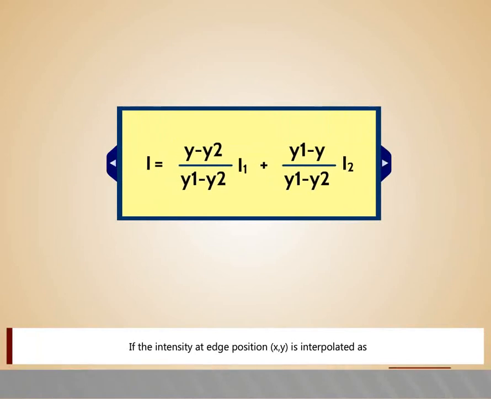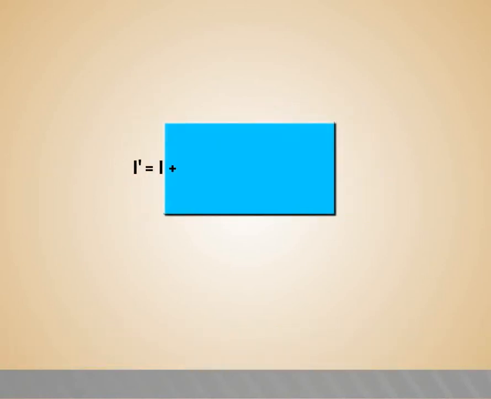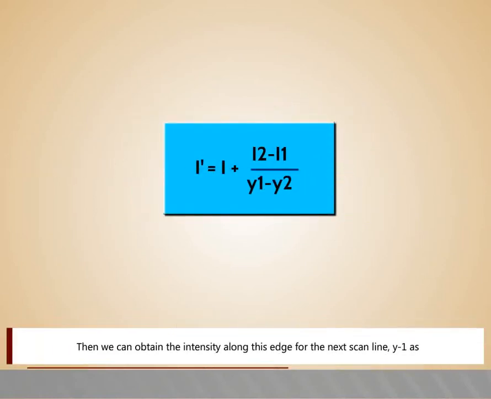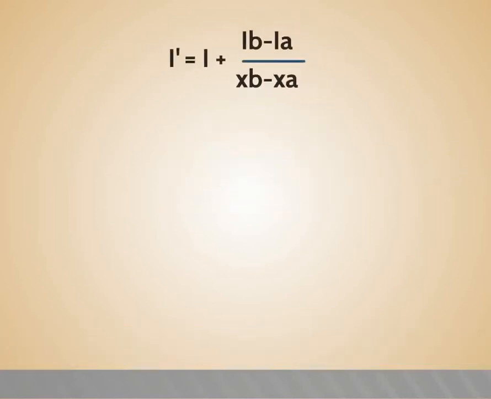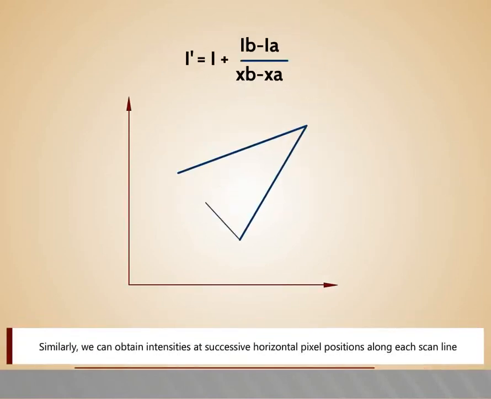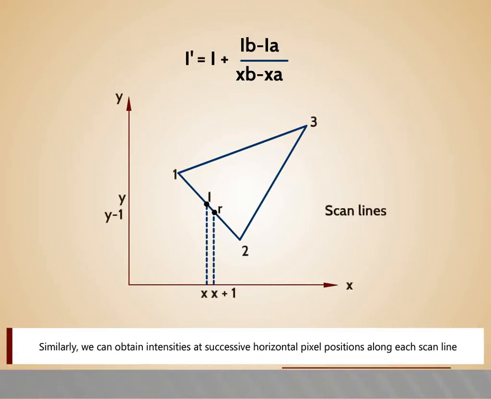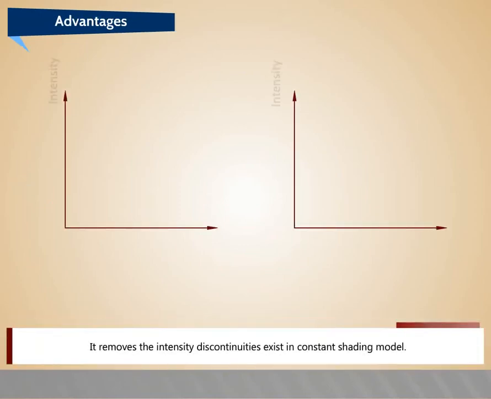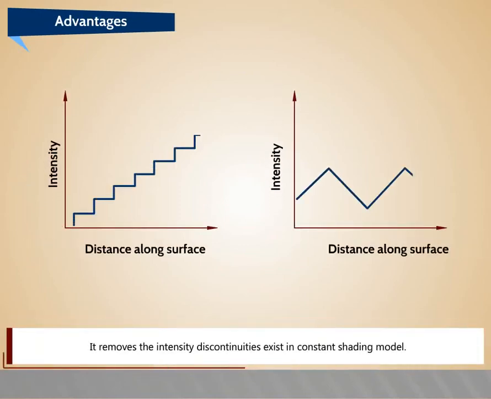If the intensity at edge position x, y is interpolated as follows, then we can obtain the intensity along this edge for the next scan line y-1 as follows. Similarly, we can obtain intensities at successive horizontal pixel positions along each scan line. Advantages: it removes the intensity discontinuities that exist in the constant shading model.